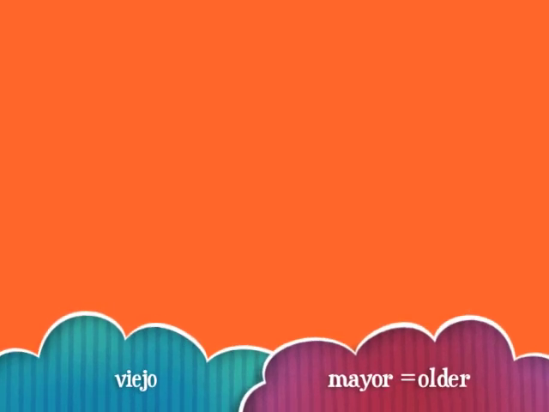Viejo, which means old, changes to mayor, which is older, to make comparisons. The last irregular, joven, which means young, changes to menor to make the word younger in order to do comparisons.